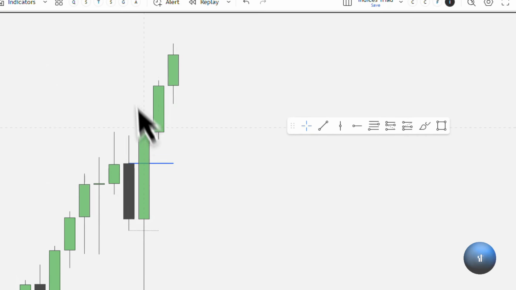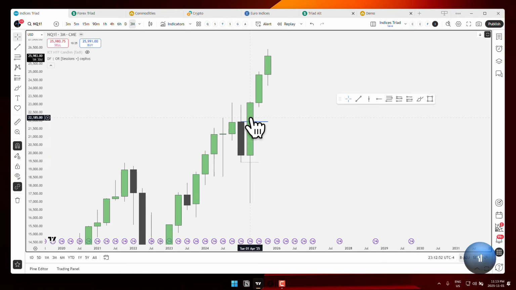So in that case, we have a reversal function here that has been confirmed with accumulation, manipulation, distribution, consolidation, expansion, reversal. Same thing. You can call it whichever feels more familiar to you.